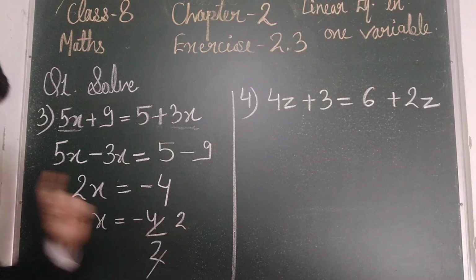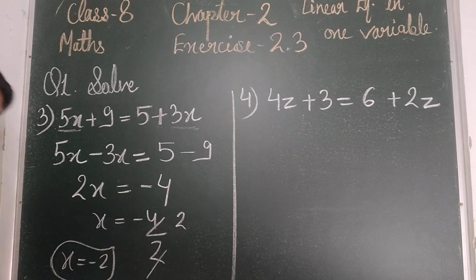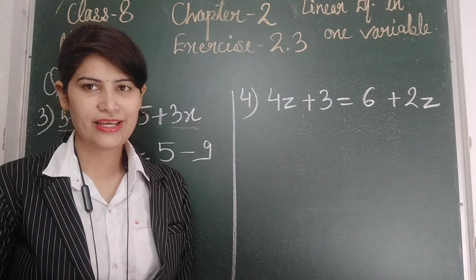Now minus 2 is the answer. x is equal to minus 2. Okay, because we can cancel the digit. So the answer to this question is x is equal to minus 2. Now let us see the fourth question.